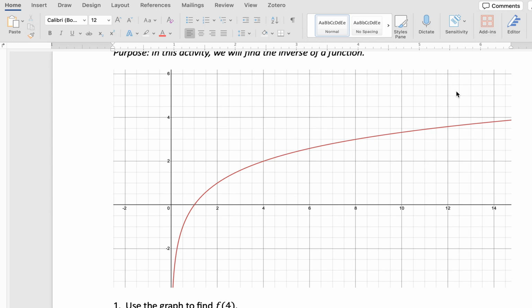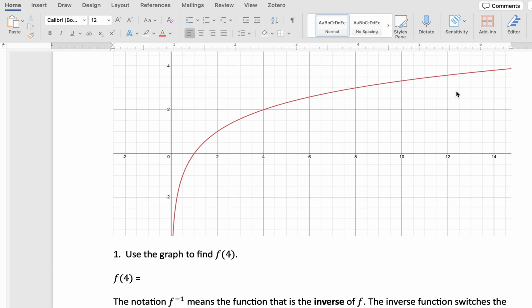So here we have a graph, and our first question is to use the graph to find f of 4. So we have function notation here. But when we have function notation, the number that's in the parentheses is the x-coordinate, and the f of that number is the y-coordinate. So another way of phrasing this question is to find the y-coordinate when x is 4. So looking at the graph, find 4 on the x-axis. Remember, x is the horizontal axis, y is the vertical axis. So 4 on the x-axis, looking at the graph, it looks like the value of y there is 2. So f of 4 equals 2.